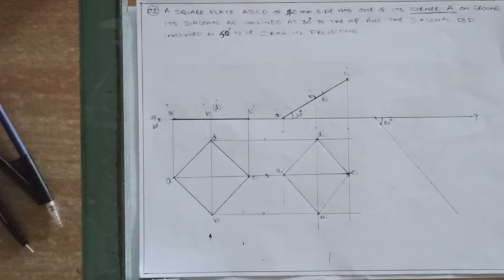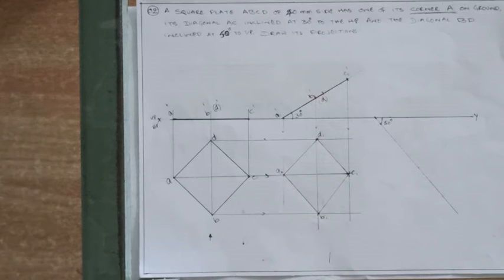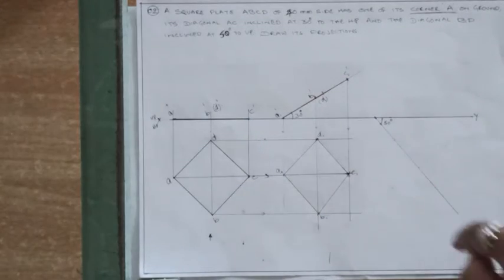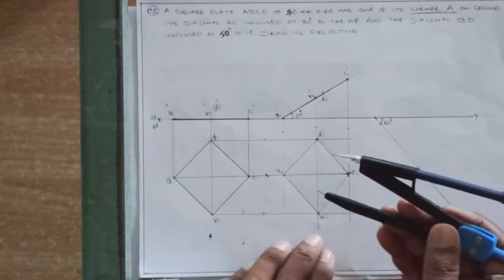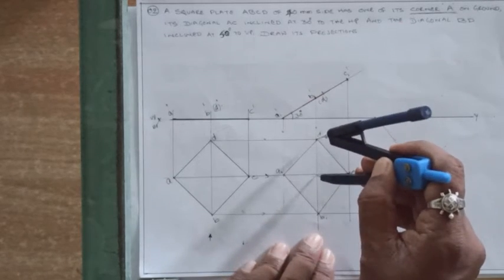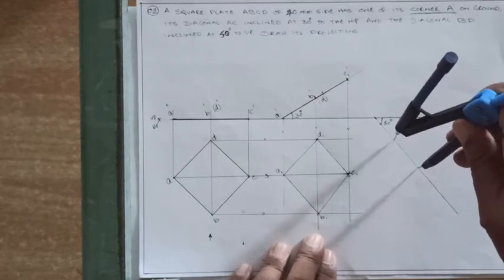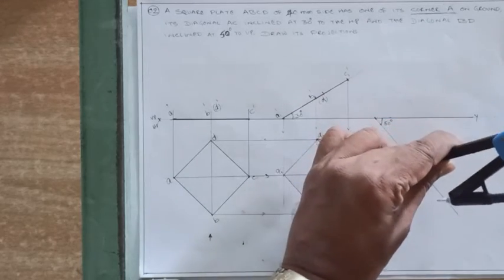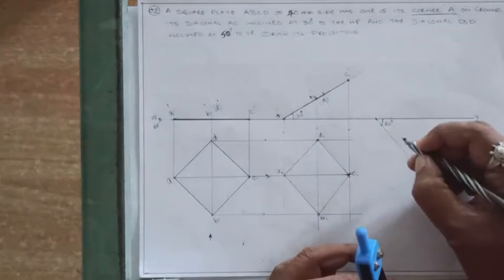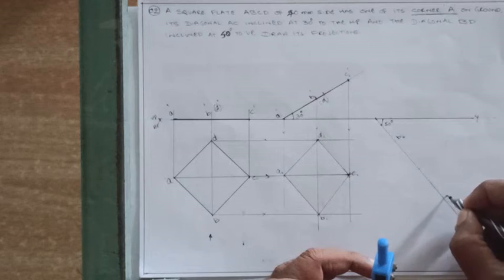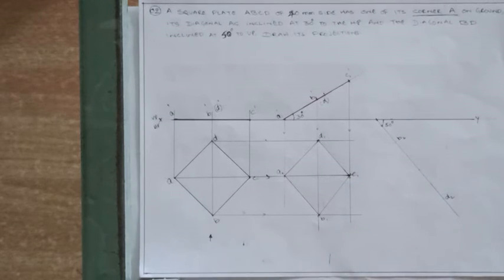So using compass, transfer this distance, that is diagonal BD should be on this inclined line BD. Now here take the distance B1 D1, from the mid, say anywhere point, mark the 2 points. So these 2 points are, one is B2 and another one is D2, because second stage.